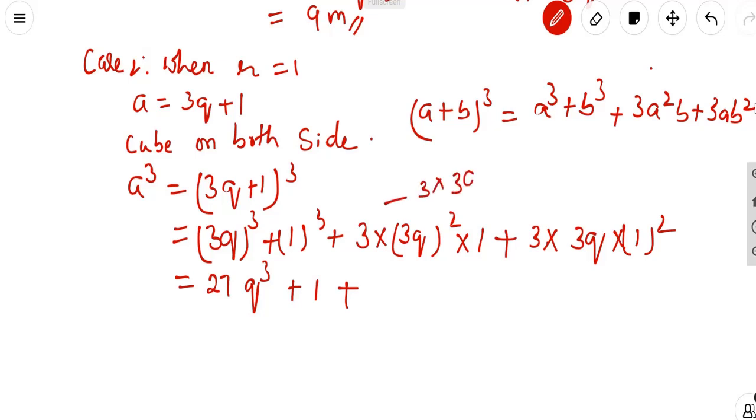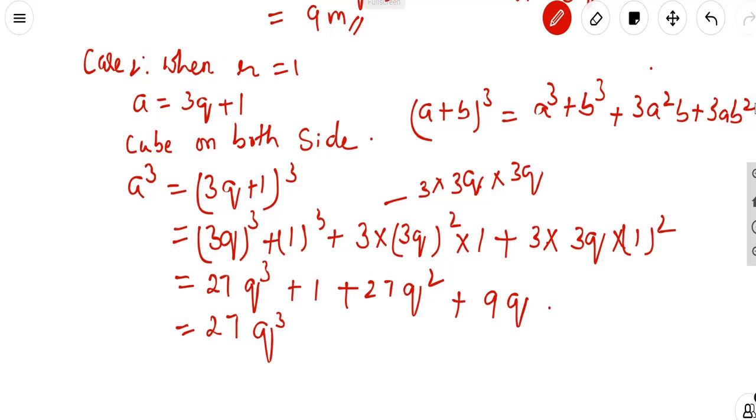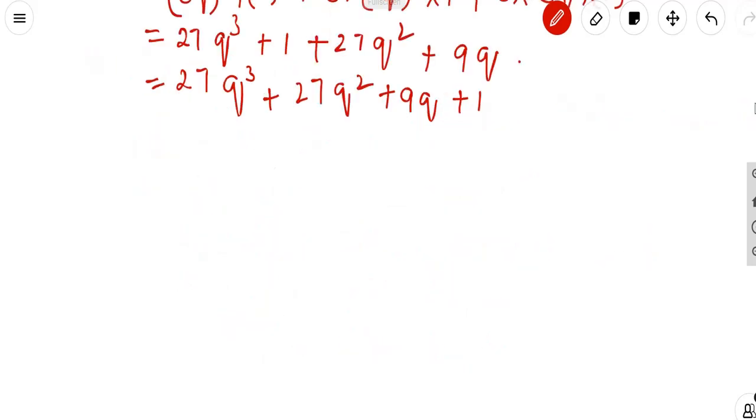So how much does it become? 3 into 3, but here it is into 3q. So what will you write? 3 into 3q into 3q. Okay, so this becomes 3 into 3 into 3, so this becomes 27 q into q, so that is q square into 1. So this is the value. Plus you are going to get 3 into 3, 9q. Okay, so I'll rewrite this equation with respect to the power of q. It is 27 q to the power of 3 plus 27 q square plus 9q plus 1. Okay, so this is in this form.